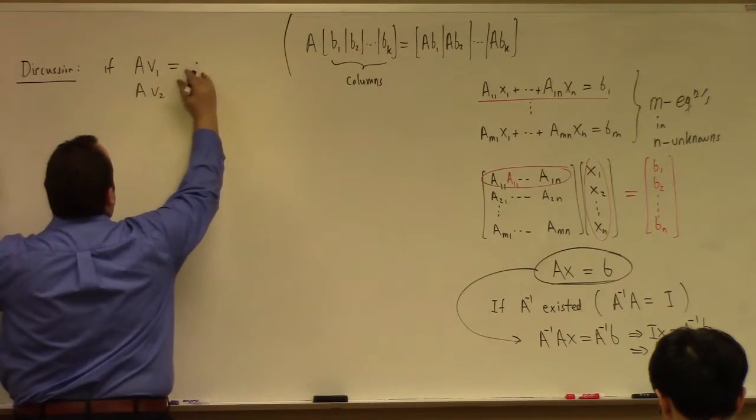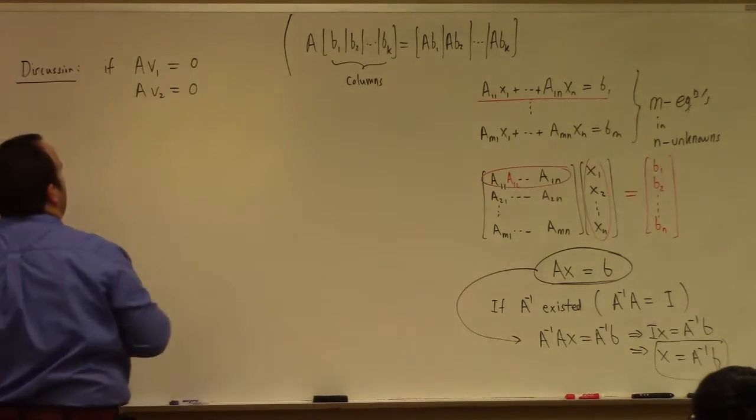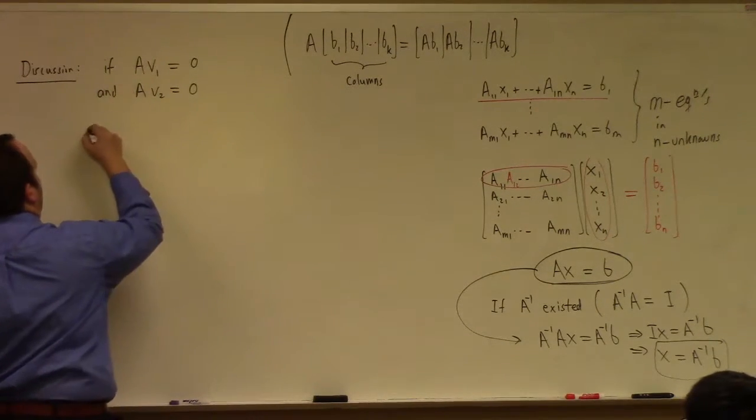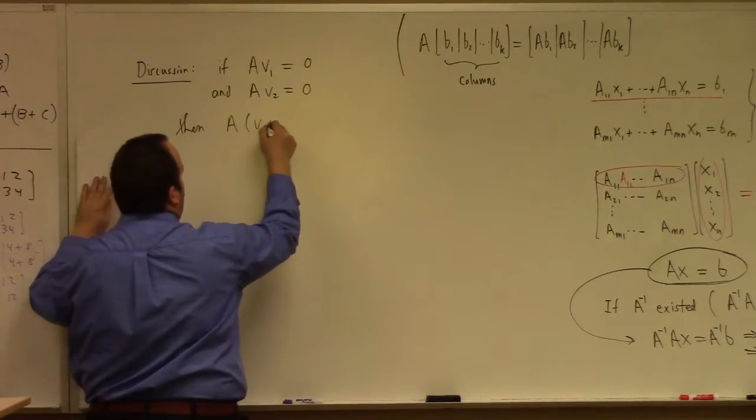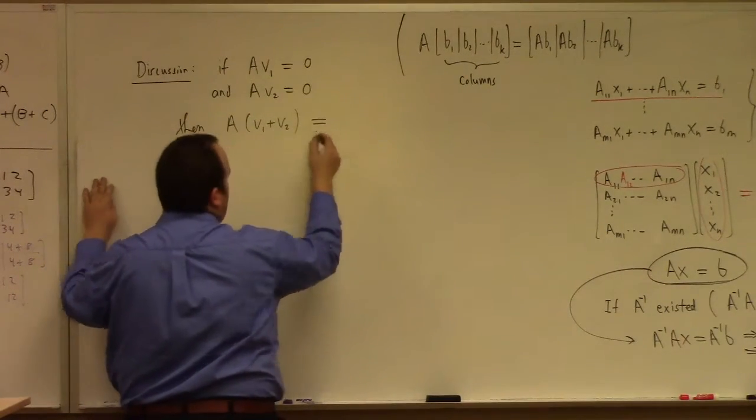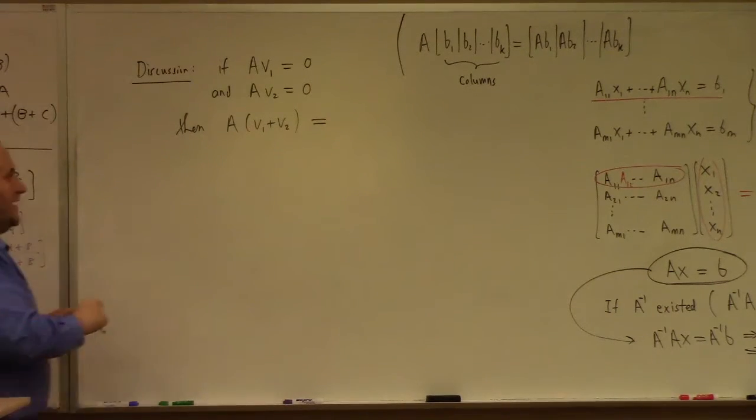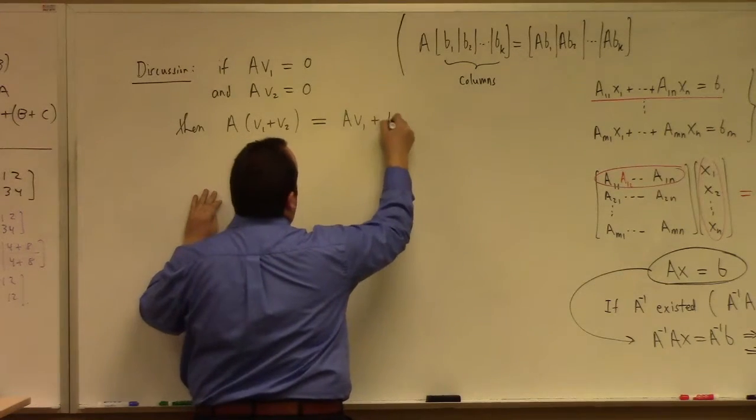Let me put 0 here for a second. If you have two solutions to the homogeneous problem, right? Then check this out. What's A times V1 plus V2? So using this proposition, which I have proved none of. Sadness. I'll deal. Exactly, because this is AV1 plus AV2.